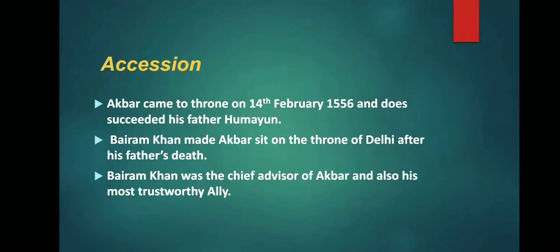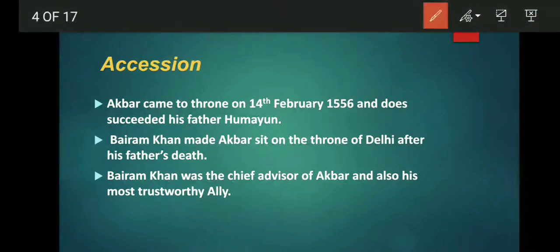Now, we'll see how he came to the throne, basically his accession. So, Akbar managed to come to the throne on 14th February 1556 and thus succeeded his father Humayun. Bahram Khan made Akbar sit on the throne of Delhi after his father's death.